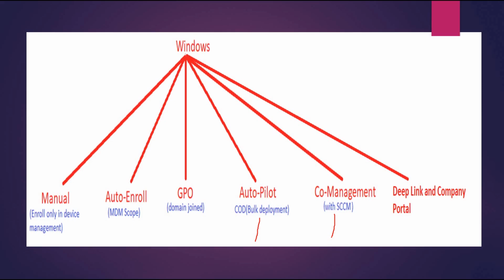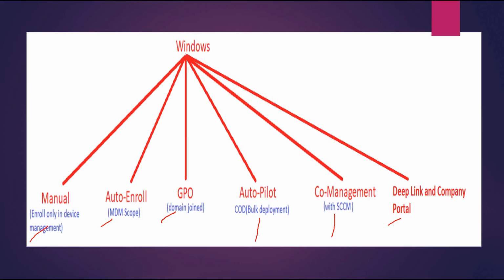Okay, so we are going to talk about what is manual enrollment, what is auto-enrollment, and what is GPO. We'll be doing a deep dive on that, and we'll be talking about how we can enroll using deep link and company portal. Okay, so let's just start with the very first one, which says manual enrollment.